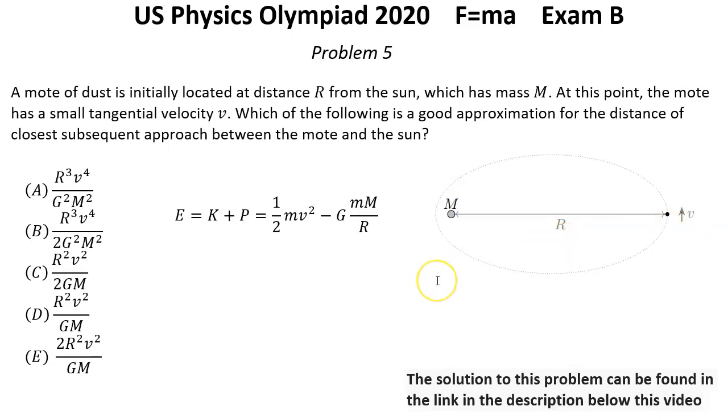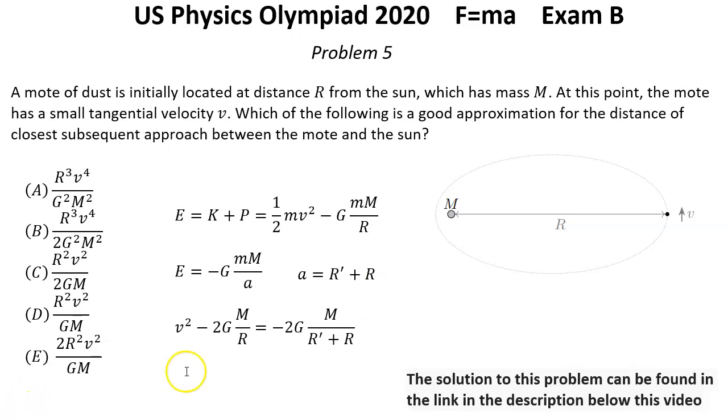But from other hand, we have expression for total energy for elliptical orbit. That's equal to negative G multiplied by small m big M over a, where a is the major axis of the ellipse, which is smallest distance r prime plus furthest distance r. Now we can equate these two expressions for total energy to each other, which gives us this formula.